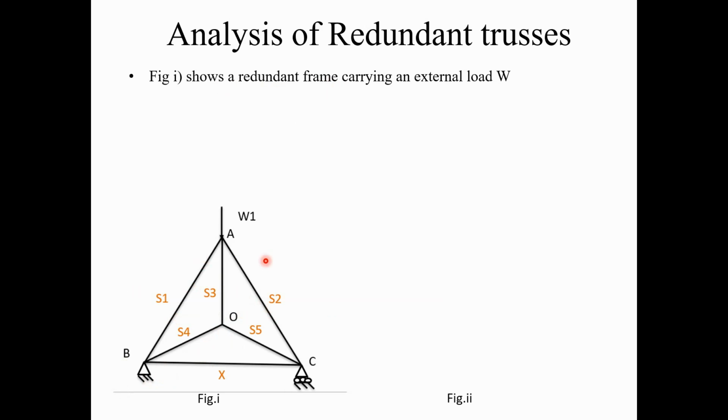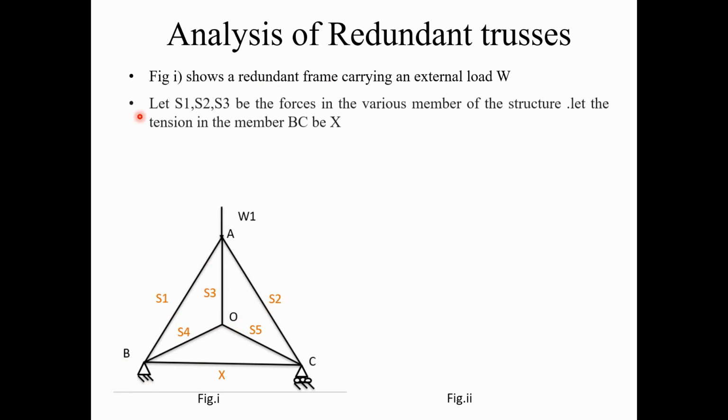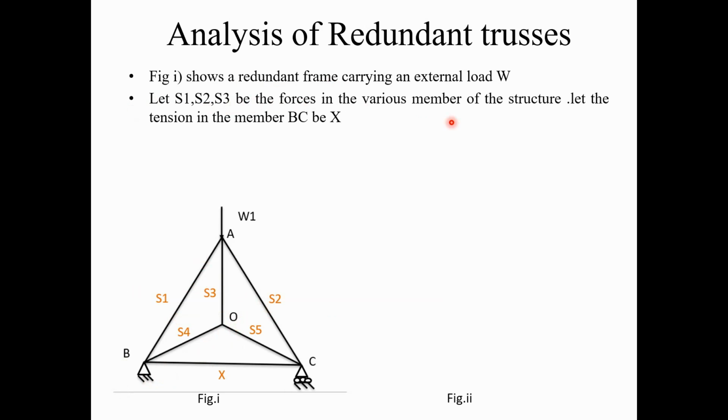The figure shows the redundant frame carrying an external load, and let S1, S2, S3 be the forces in the various members of the structure. So here S1, S2, S3, S4 and S5 are the forces in the truss because of this applied load W, and the tension in the member BC, X, means we call BC a redundant member in the truss, meaning an extra member not required for stability. So we consider BC a redundant member and the force in the member BC is X, which is unknown here. So we have to find out that unknown redundant force.